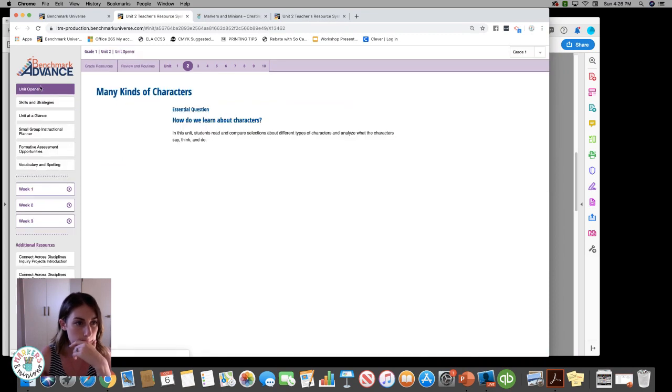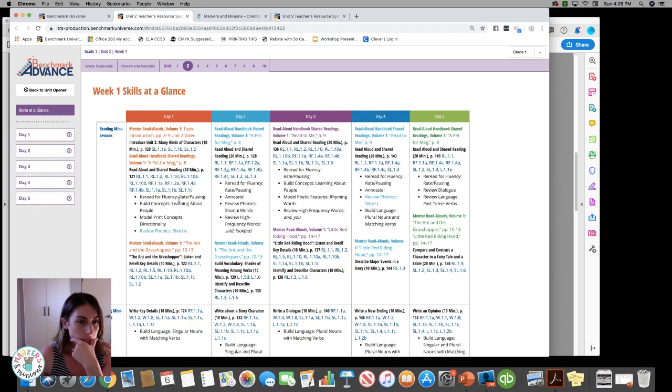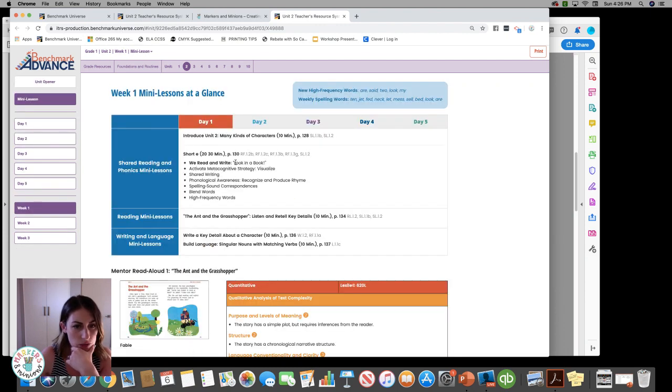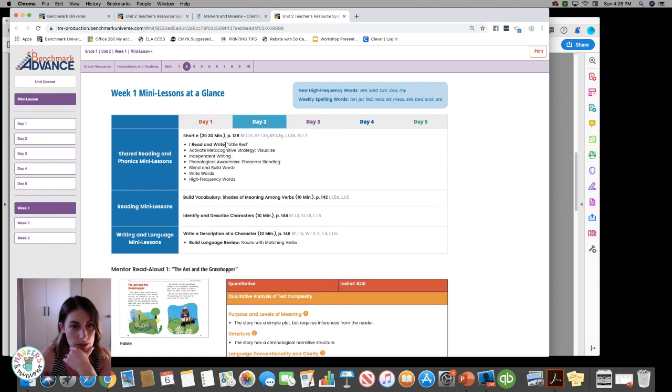So here we are, California. Here's A Pet for Meg. And then it switches day 3 to Read to Me. And national, you've got Look in a Book. See, it's called We Read and Write. So Look in a Book, and then day 2, Little Red.